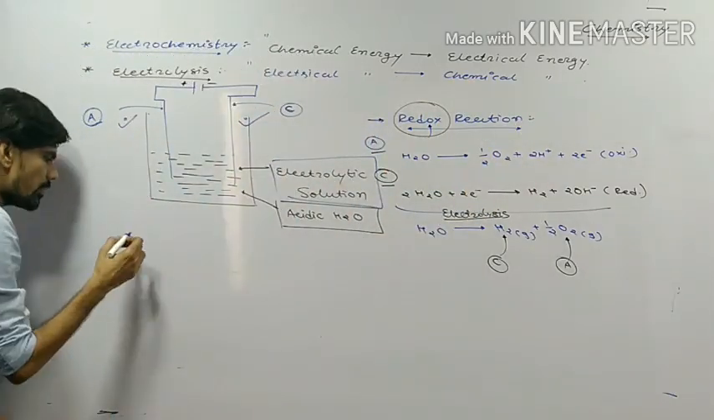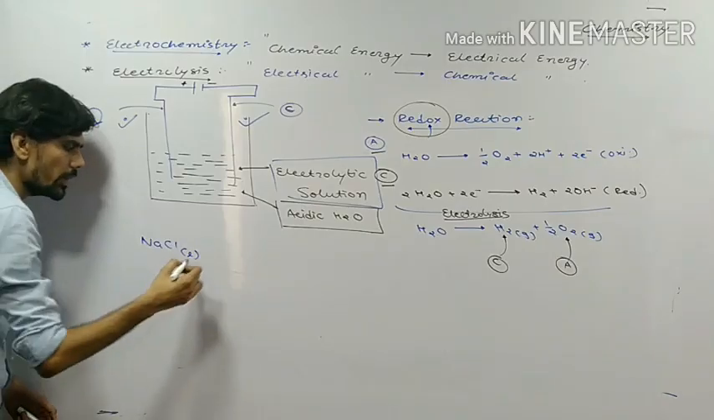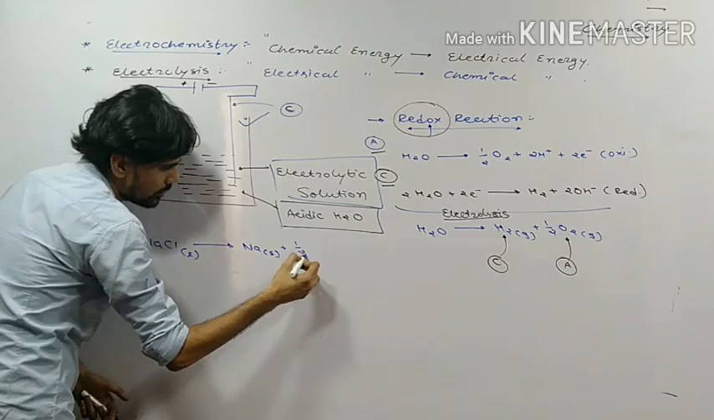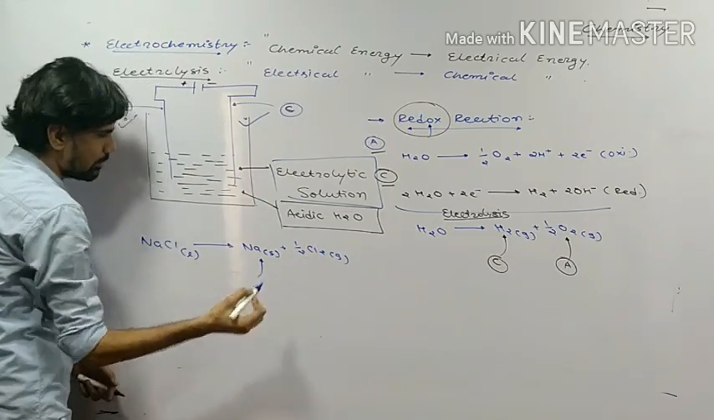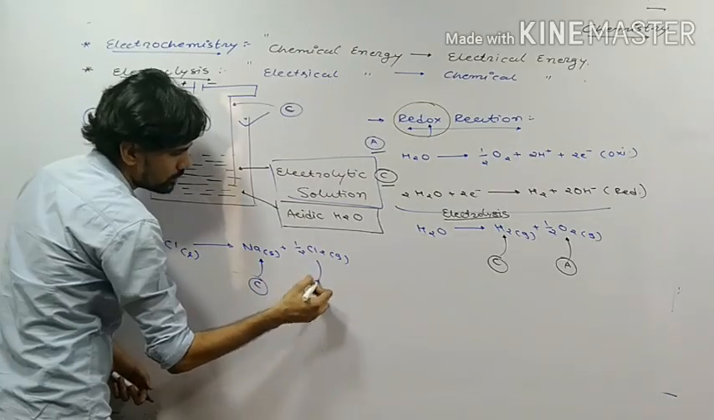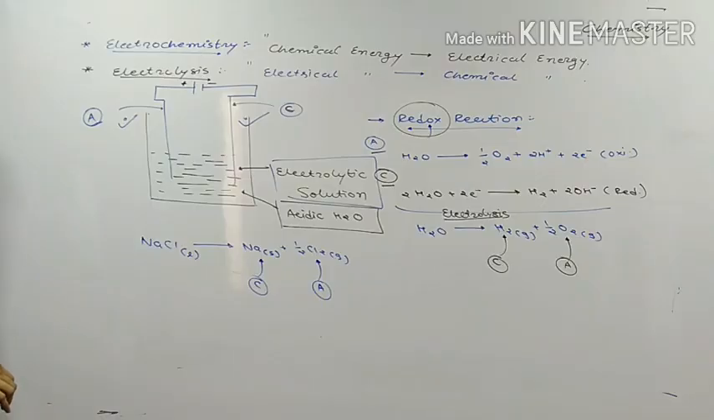Fine. As an example, if we are taking NaCl molten, it means liquid, we will get Na solid plus half Cl2 gas. Based on that, Na on cathode, chlorine on anode. Clear? Easy.